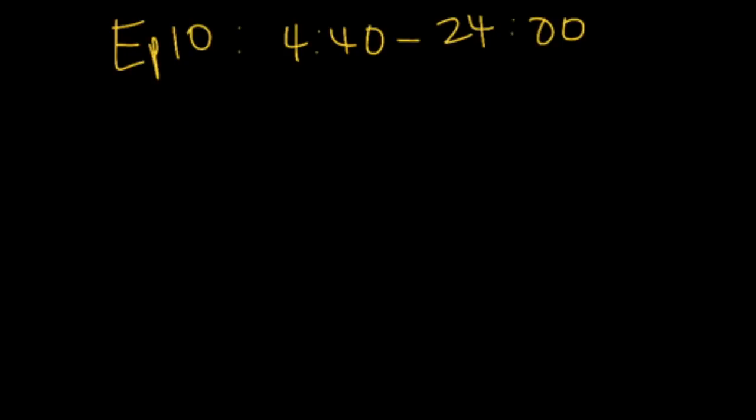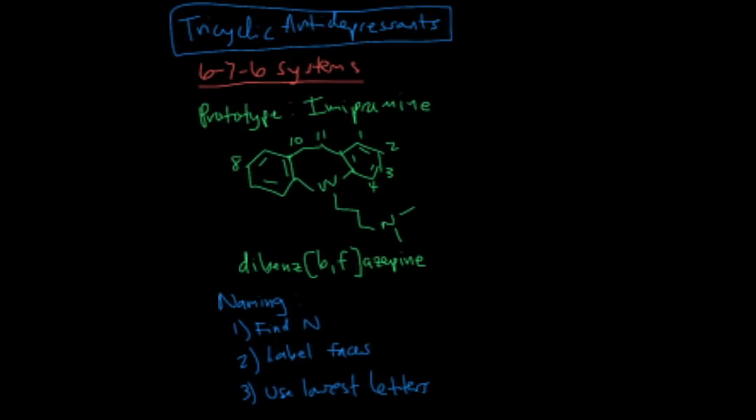Okay, let's get started. Your first class of antidepressants are your tricyclic antidepressants. And the first subclass of that are your 6-7-6 systems, which your prototype for this is imipramine. Ooh, pop quiz, what's the brand name of imipramine? Tofranil. Okay, so the prototype is Tofranil. It's a 6-7-6 system because you have a 6-membered ring here, a 7-membered ring here, and a 6-membered ring here. So it's your 6-7-6 system.